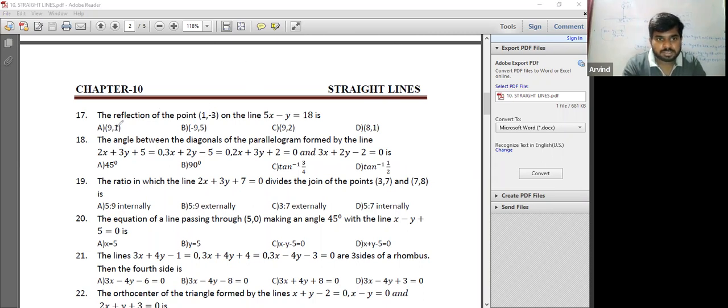Let's find the midpoint of 1 comma minus 3 and 9 comma 1. So x1 is 1, x2 is 9. 9 plus 1 is 10, 10 by 2 is 5. I am just finding the midpoint. So 5 came. Minus 3 plus 1 is minus 2. Minus 2 by 2 is minus 1. So the midpoint we got is 5 comma minus 1. If we take that 5 comma minus 1 and put it in place of x and y, LHS and RHS should be the same. But it doesn't. 5 5s are 25, 25 plus 1 is 26. 26 equals 18 is wrong.